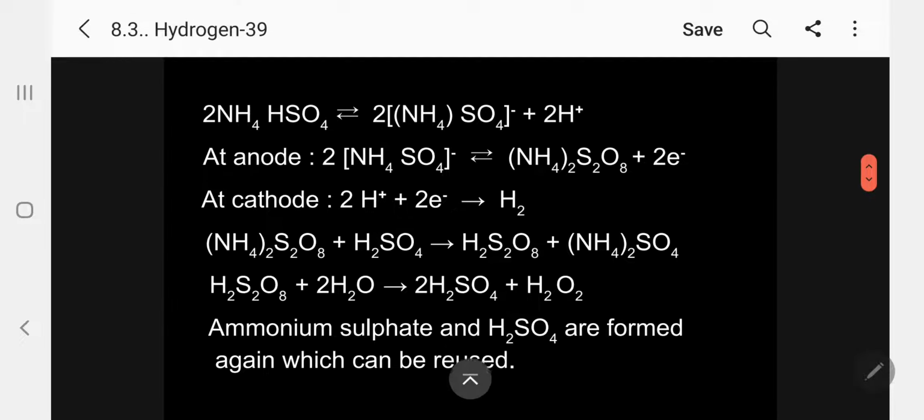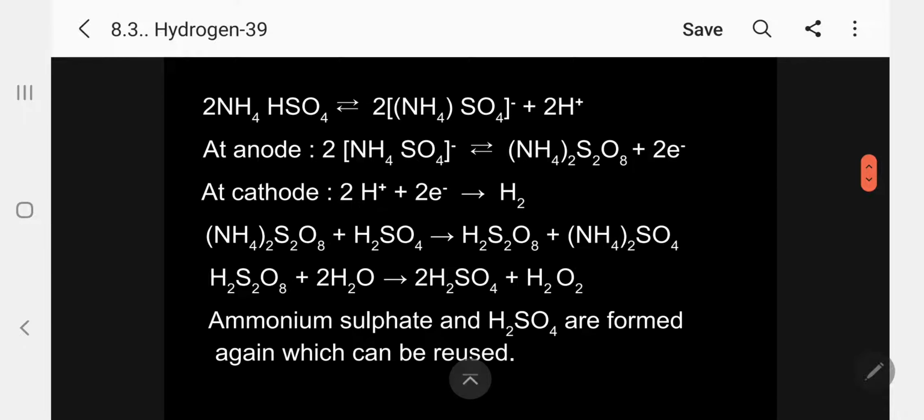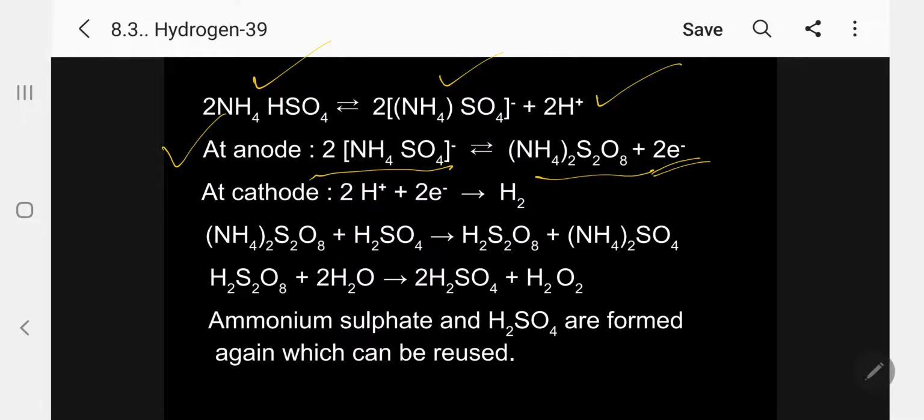Kindly follow. The corresponding reactions are: this is ammonium hydrogen sulfate, which gives out 2H plus, forming the negative ion. At the anode, this negative ion, by releasing electrons, forms ammonium S2O8, that is (NH4)2S2O8, just like H2S2O8. At the cathode, what will happen now? 2H plus, by taking electrons, is converted into hydrogen. So hydrogen is liberated at the cathode. But what is happening now?